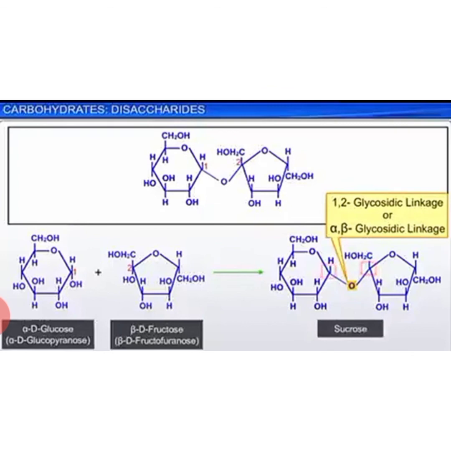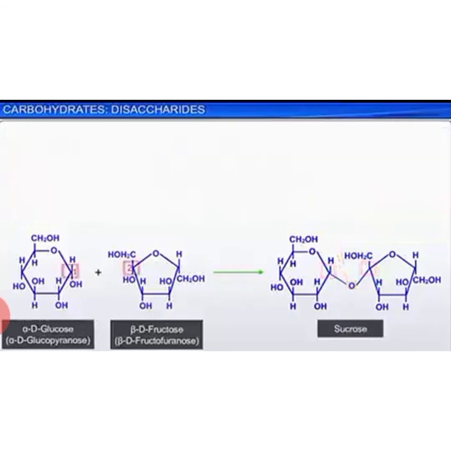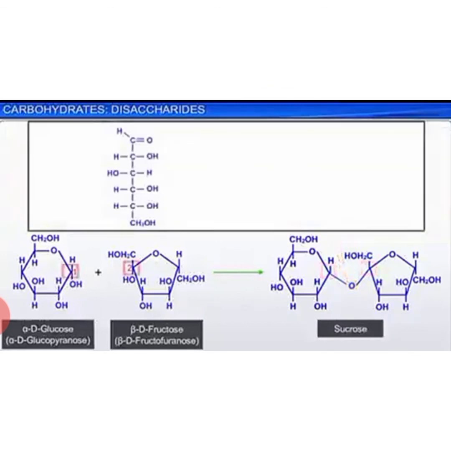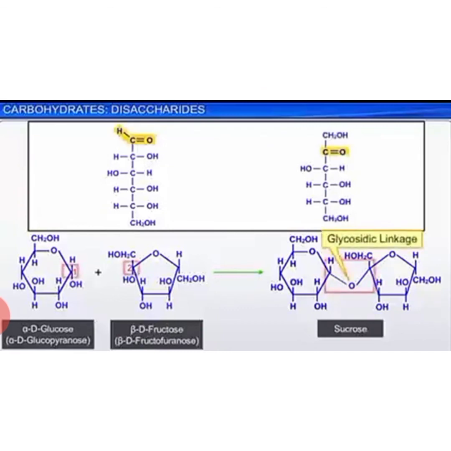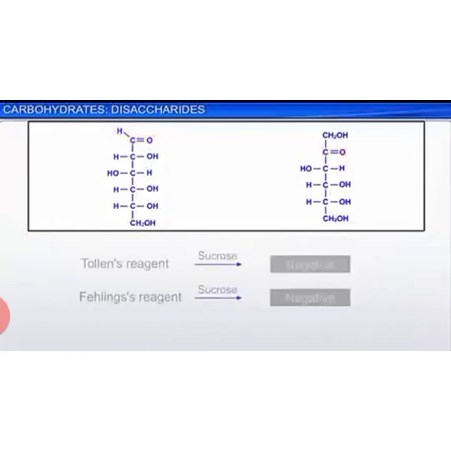Thus, the two carbonyl functional groups of glucose and fructose are blocked with the formation of glycosidic linkage. As the reducing group, which is necessary to give Tollens' and Fehling's tests, is involved in the formation of the glycosidic linkage, sucrose gives a negative test with these reagents. Hence, sucrose is called a non-reducing sugar.